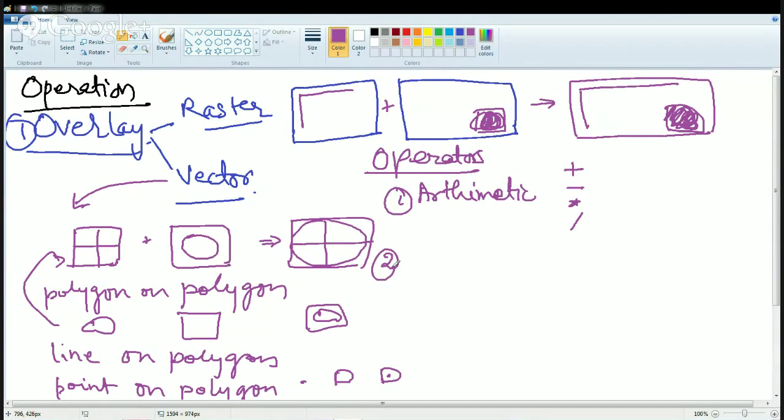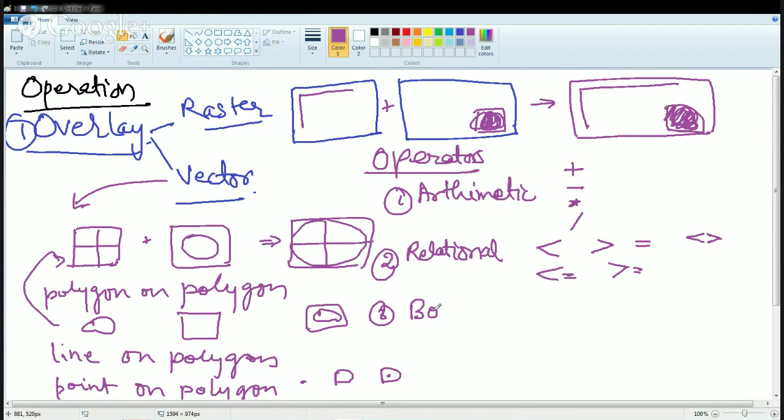The next set of operators here are what we call relational operators. Relational operators: less than, greater than, equal to, not equal to, less than or equal to, greater than or equal to. So these are some of the common relational operators.